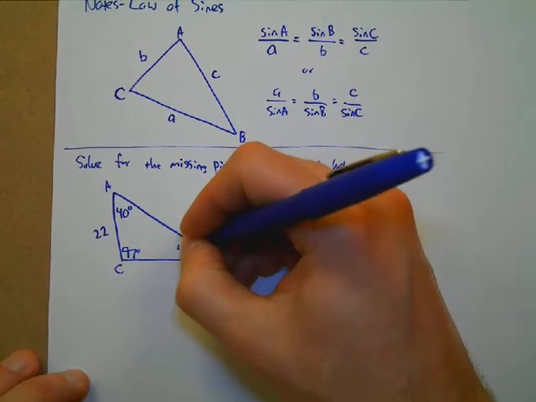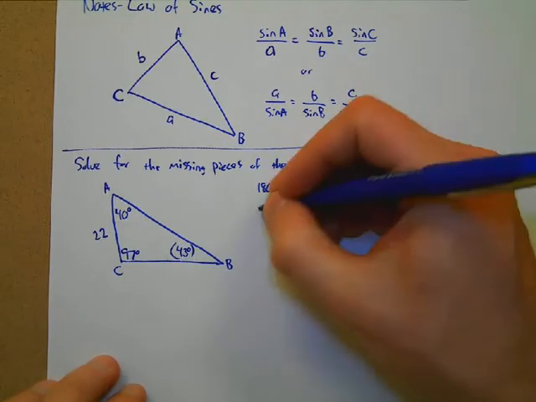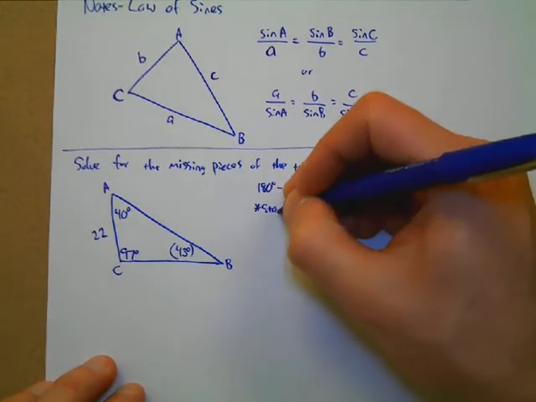I don't know why I put parentheses around it. I guess that we solved for that. And that's actually really important, because when you use the law of sines, it's important that we start with an angle slash opposite side pair.